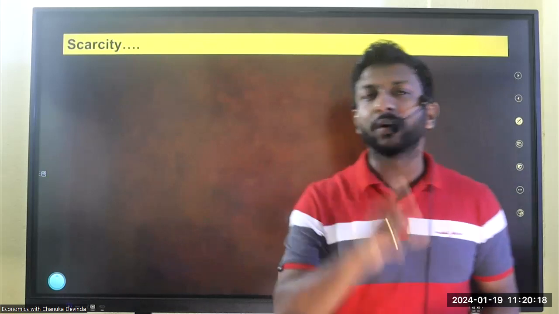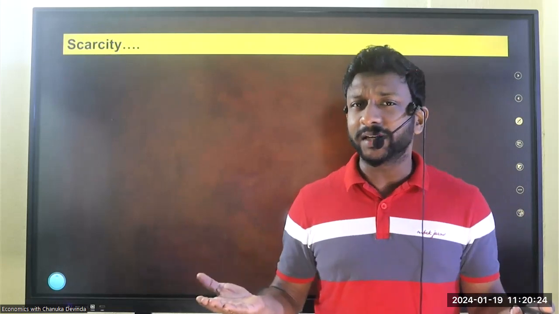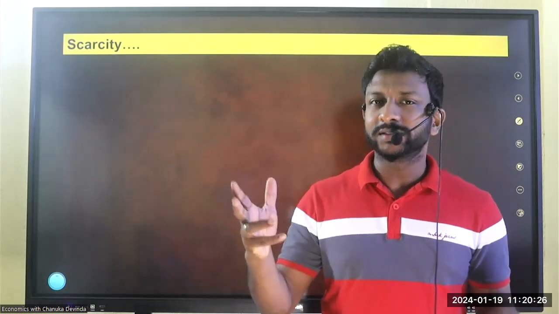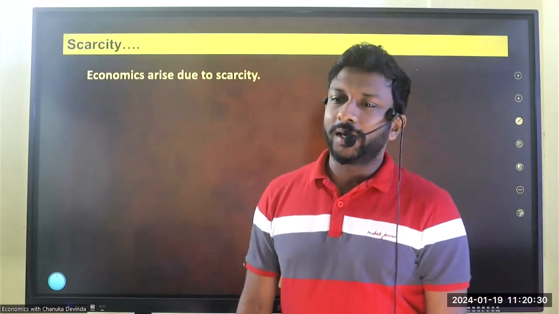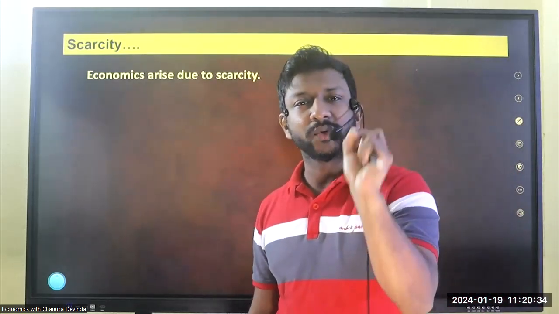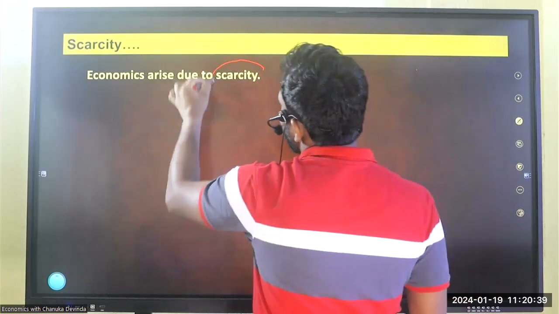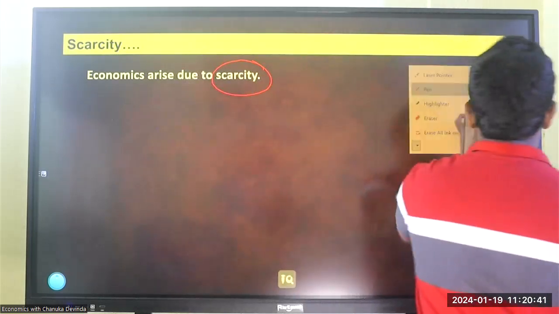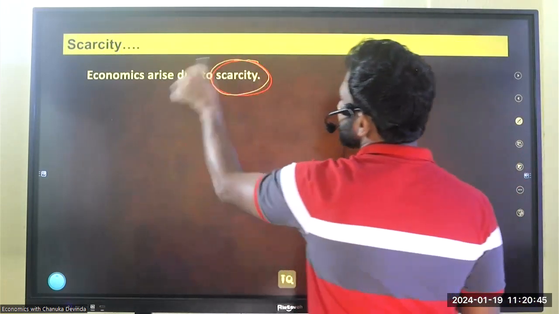Then we come to scarcity. That's why we study about wants. After this point, we are not going to study about needs because needs are limited. But what do we want? We want wants, right? Economics arises due to scarcity. Economics arises due to what? Scarcity. Then what does scarcity mean? What is this magical word that the subject called economics requires?